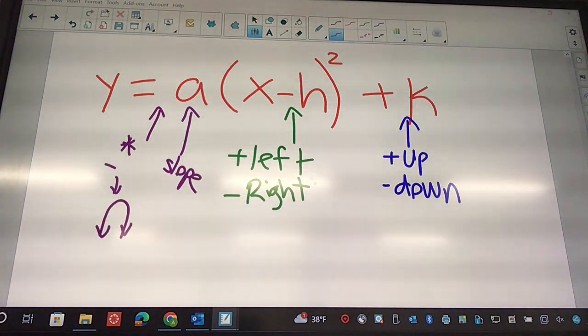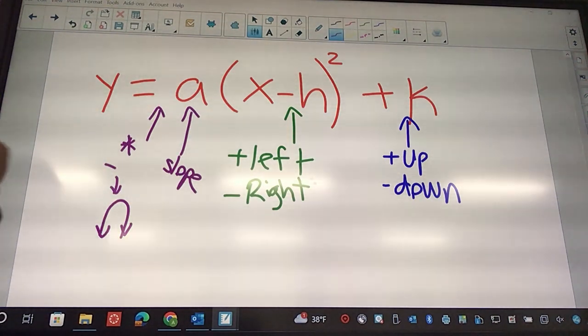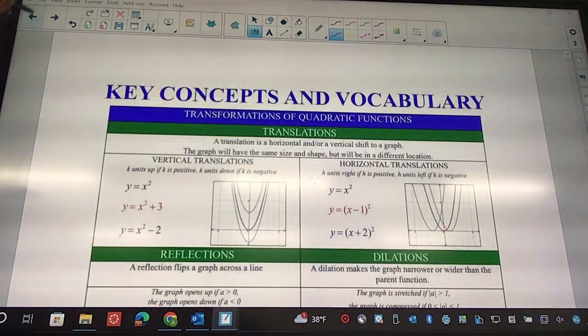Yes, sir. If there's a minus before the A, but there's also a plus, which way do you go? There wouldn't be a plus and a minus. It would be one or the other.